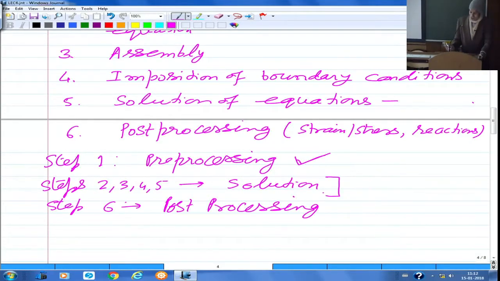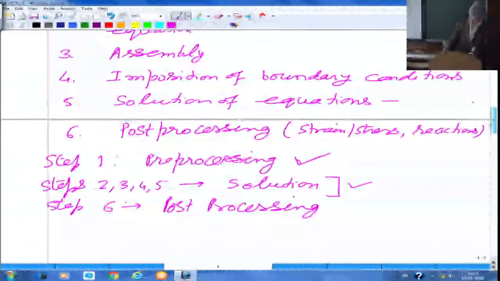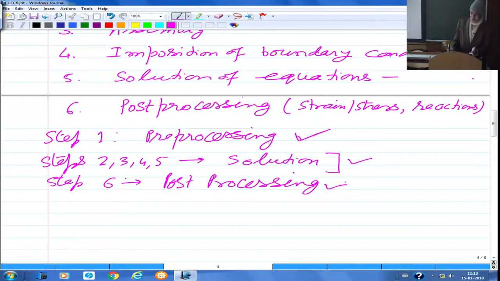Internally, the software will have different subroutines, and the main program would call all those subroutines sequentially: first the element level governing equation for each element, assembly, then the next element, and so on, imposition of the boundary conditions, solution of simultaneous equations. All of that is done. If you are using software, it's just like a black box, so you don't know what is going on inside. But these major steps, 2, 3, 4 and 5, are going on. And then of course the last step is post-processing.